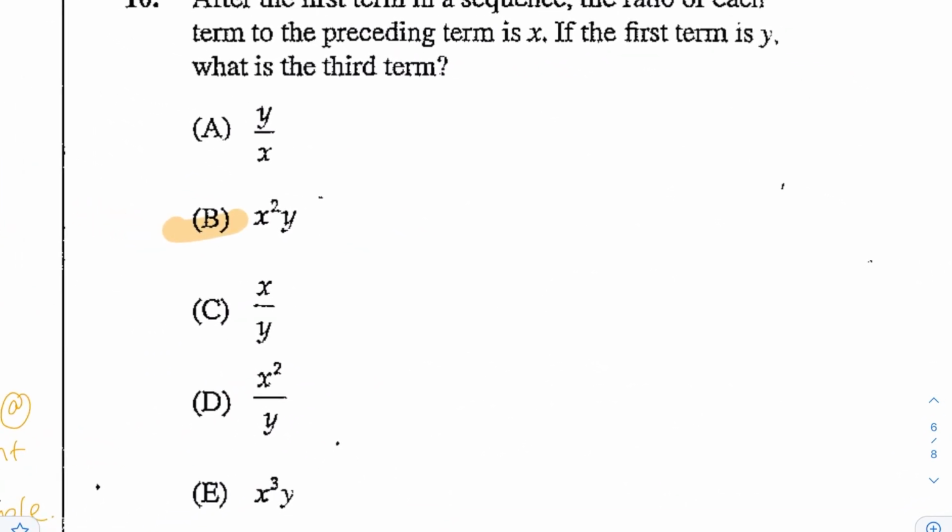Next for number 10, after the first term in the sequence, the ratio of each term to the preceding term is x. The first term is y. What is the third term? The first term is y. The ratio of each term to the preceding is x.